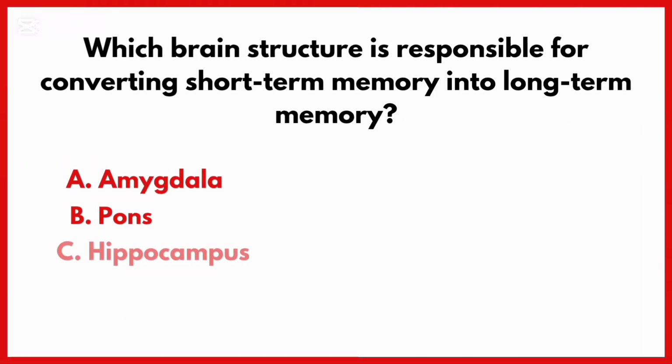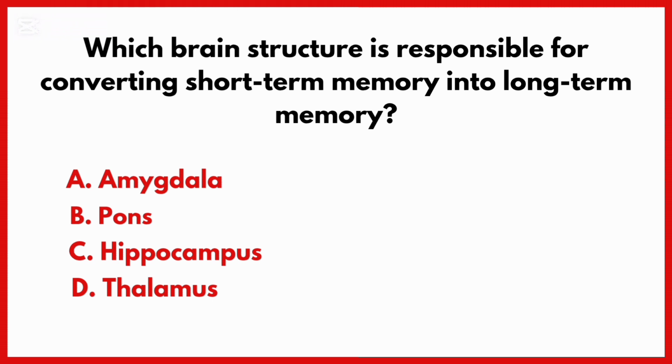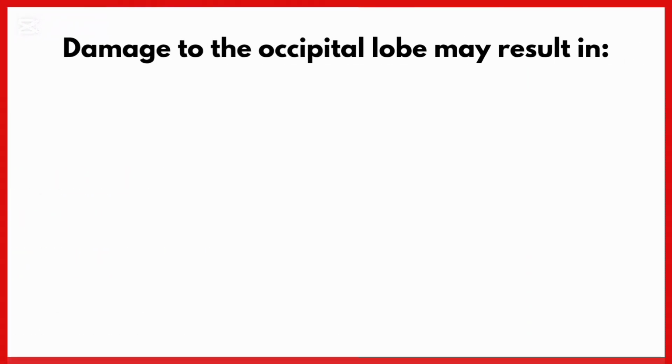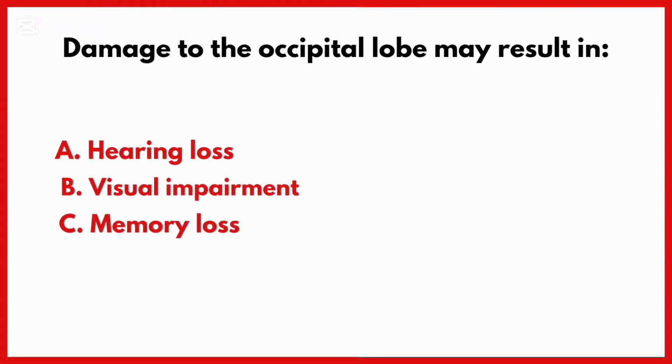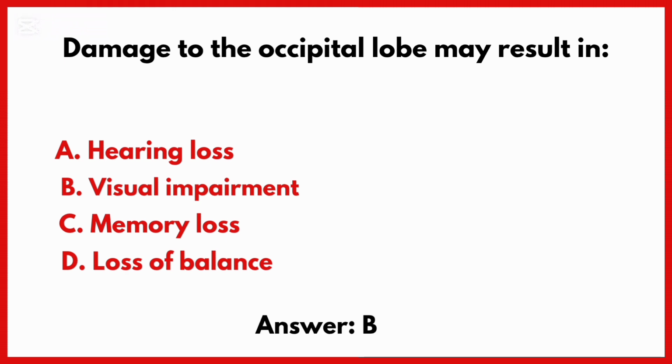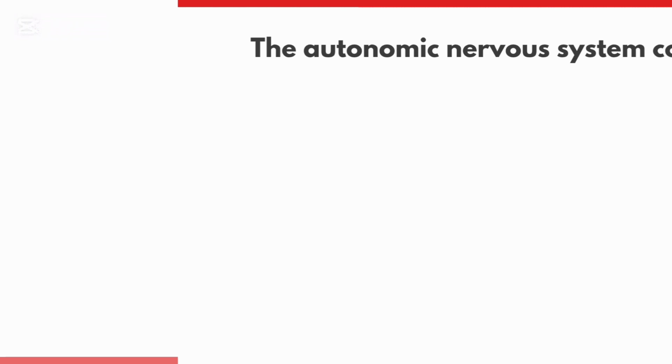Which brain structure is responsible for converting short-term memory into long-term memory? Correct answer is option C, hippocampus. Damage to the occipital lobe may result in. Correct answer is option B, visual impairment.